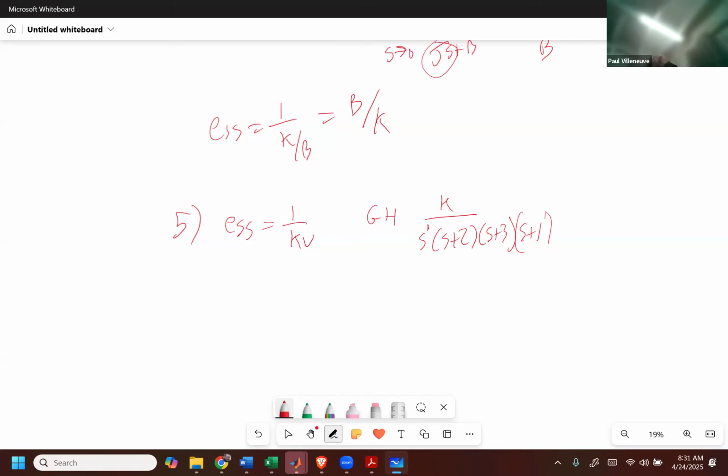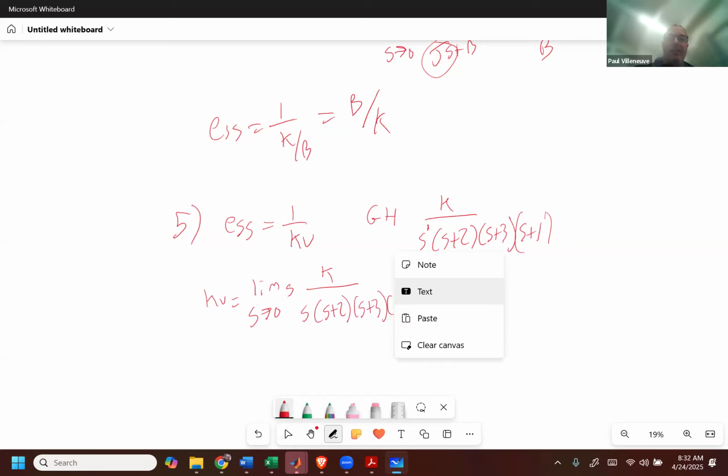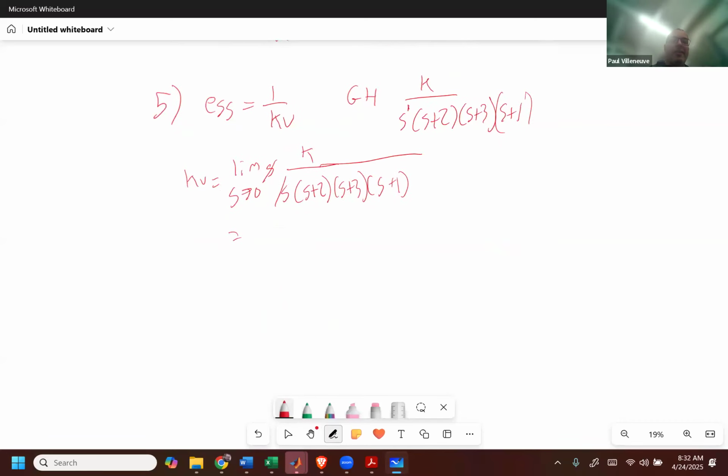So we absolutely can do that. My K sub B term, just like what we did before, K sub B is equal to the limit as S approaches 0 of K over S times (S plus 2)... Oh, I forgot the S term there. S plus 3, S plus 1. My S terms will cancel, and then what I'm left with as I do the limit is K over 2 times 3 times 1. It's K over 6, right?